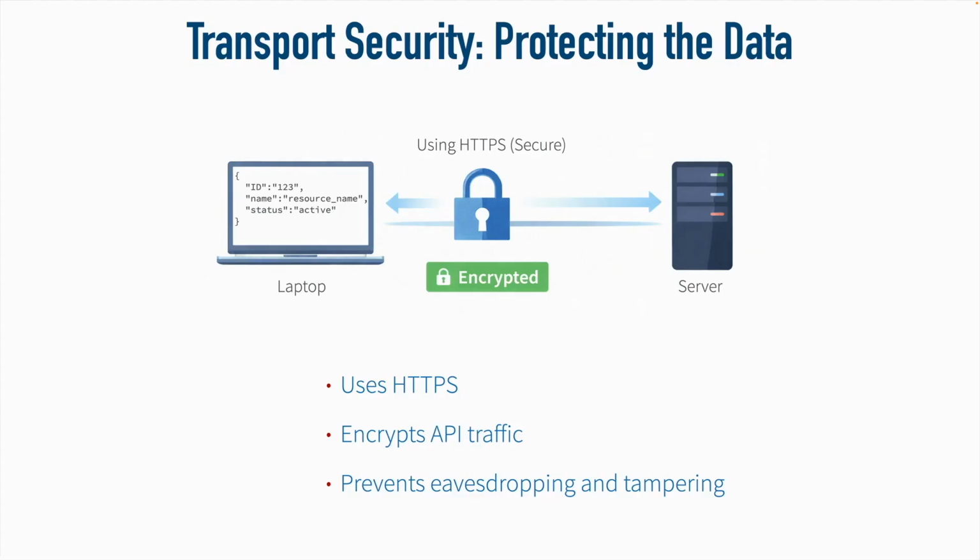So REST APIs should never be exposed over plain HTTP in production environments, and HTTPS is going to protect us against eavesdropping and tampering. It encrypts both request and response data. To sum up what we've said so far, authentication protects identity, authorization protects permissions, and HTTPS protects the transport. Three separate, complementary protections.